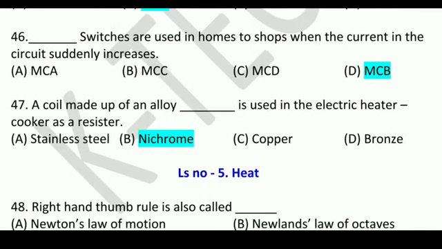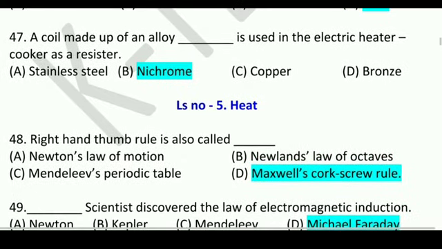Next question. Dash switches are used in homes and shops when the current in the circuit suddenly increases. So what is used, children? Absolutely correct, children. MCB switches are used. Next question. A coil made up of an alloy is used in electric heater and cooker as a resistor. So what is that coil made up of? It is made up of nichrome.